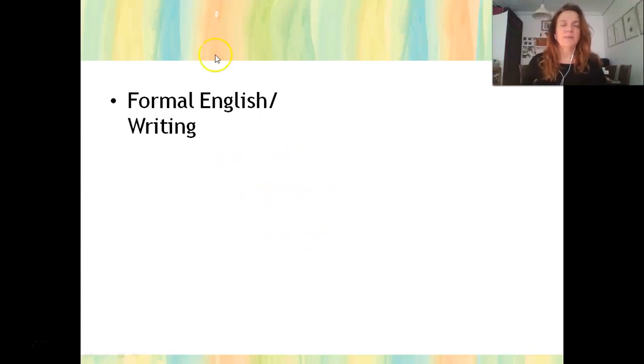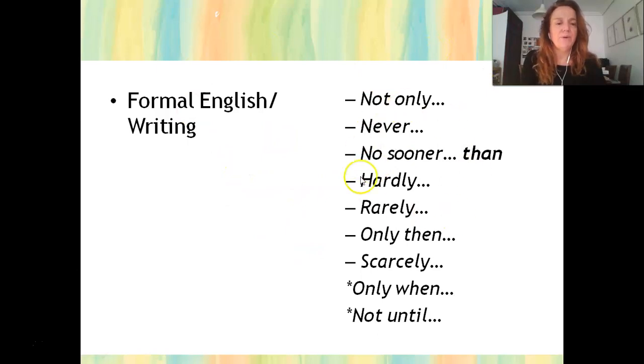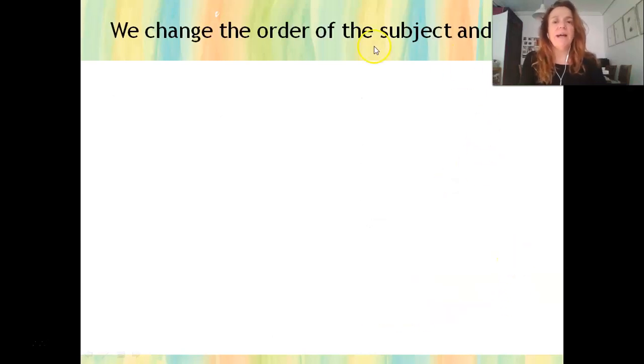Okay, so as you probably remember, there are many adverbs and adverbial expressions that are negative that we can use at the beginning of a sentence and that would be followed by inversion. Not only, never, no sooner than, hardly, rarely, only then, scarcely. And then we have only when and not until. I will later refer to why these two are slightly different, okay? But right now we are going to pay attention to what we mean by inversion.